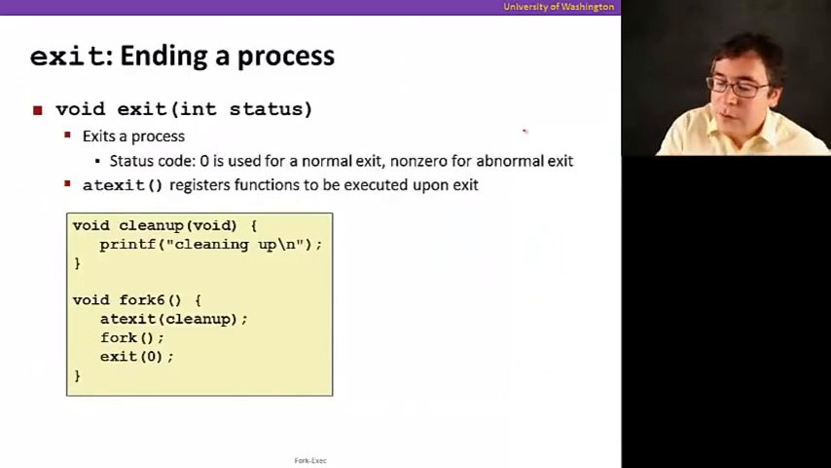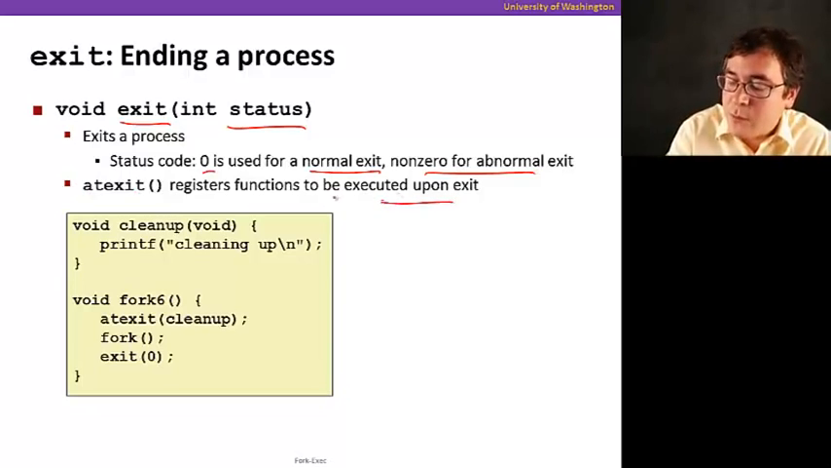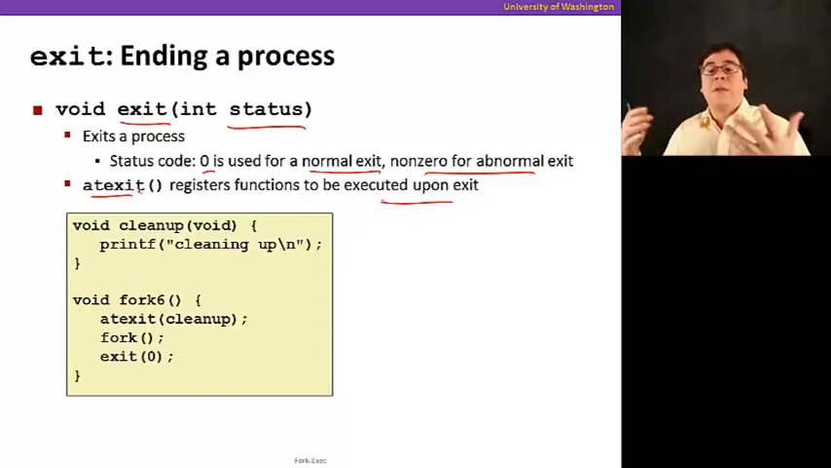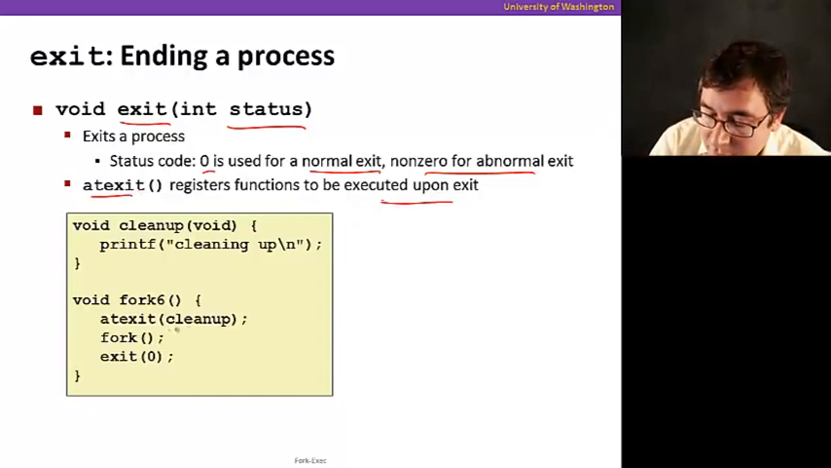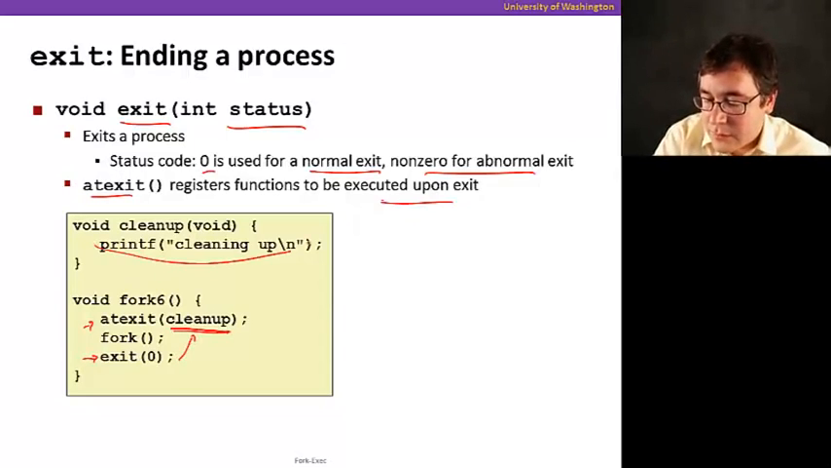Now, how do we end the process? We're going to use a call called exit, and it receives as a parameter a status of why the process exited. Status code 0 is normally used for normal exits, and non-zero is an abnormal exit, like there was an exception or something happened to the process. If you want to register a function to be executed when you exit a process, you can call atexit. For example, say that you call atexit cleanup here. When the process exits, it's going to call this function cleanup.